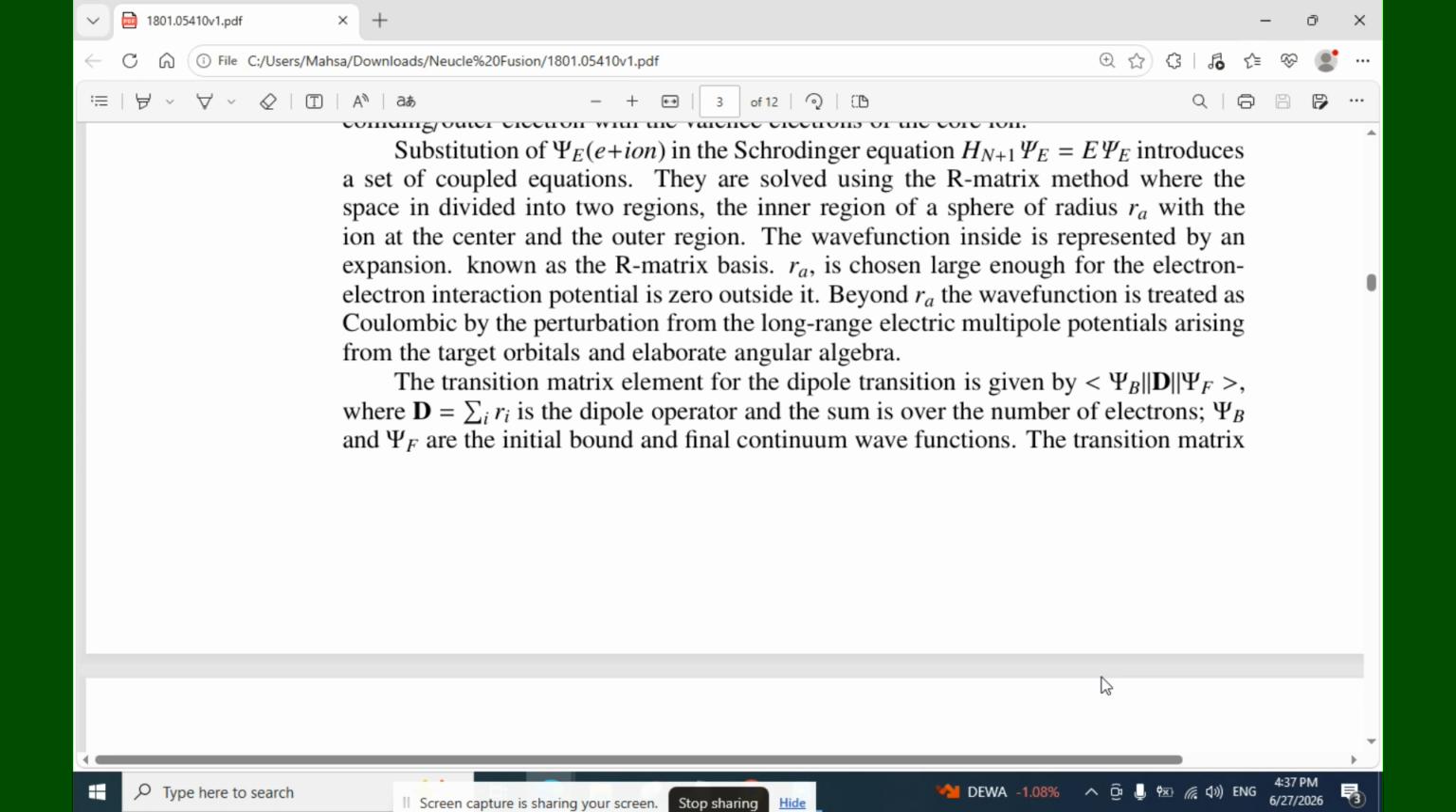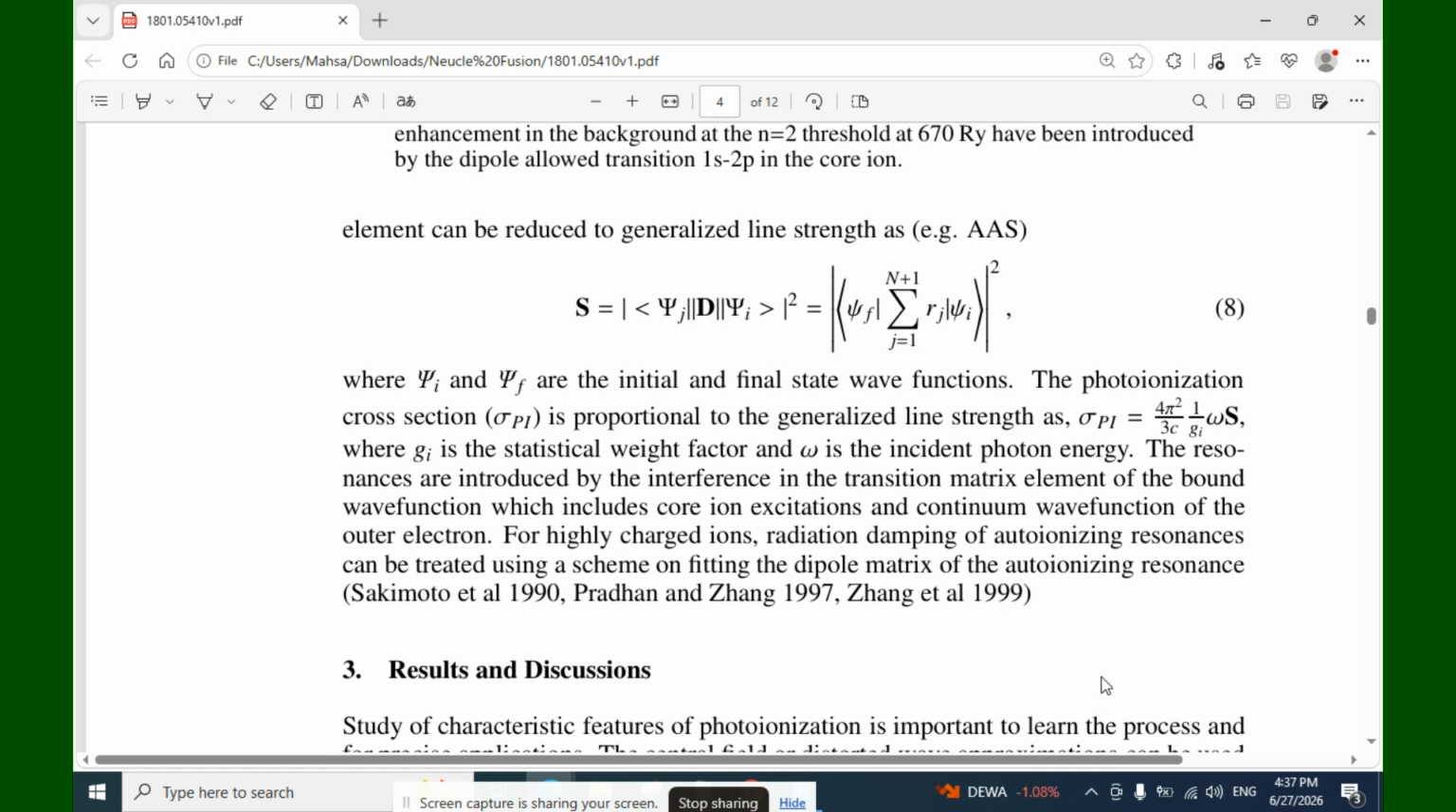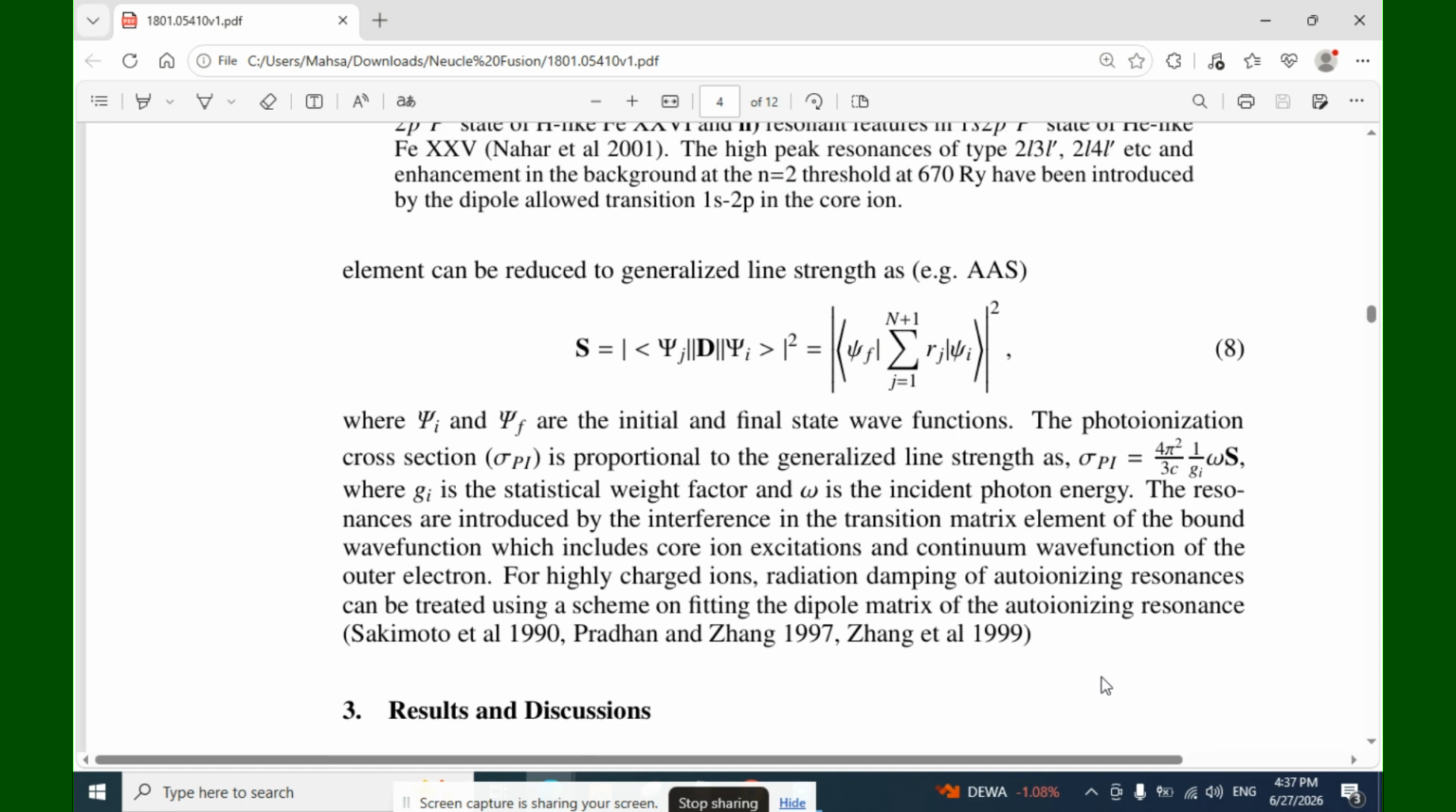The transition matrix element for the dipole transition is given by <Ψ_B|D|Ψ_F>, where D is equal to the sum of r_i, the dipole operator, and the sum is over the number of electrons. Ψ_B and Ψ_F are the initial bound and final continuum wave functions. The transition matrix element can be reduced to the generalized line strength, as, for example, in atomic astrophysics structures.